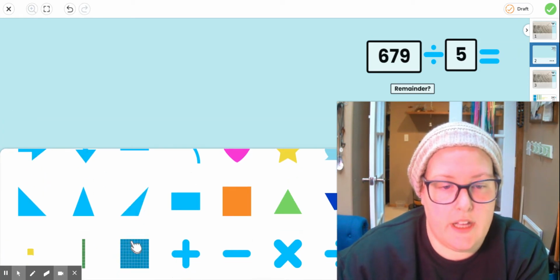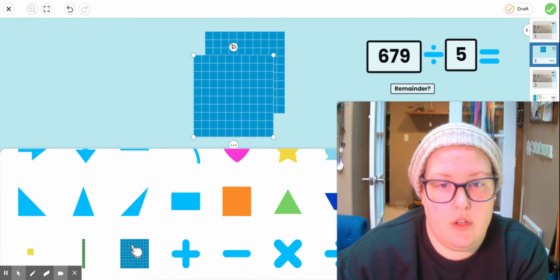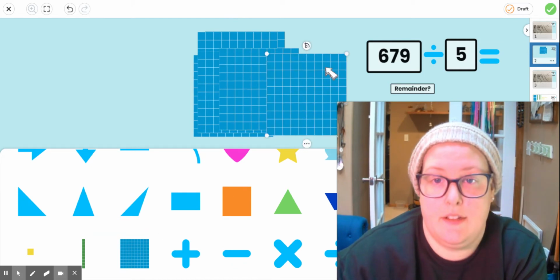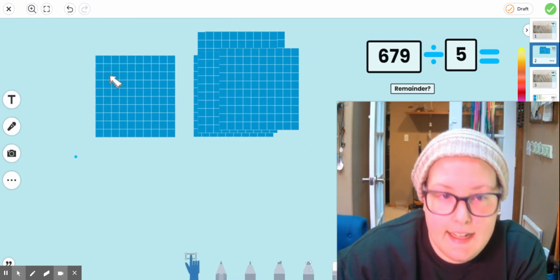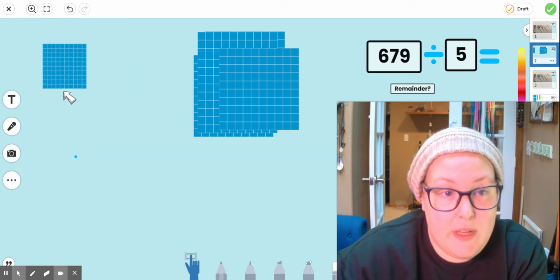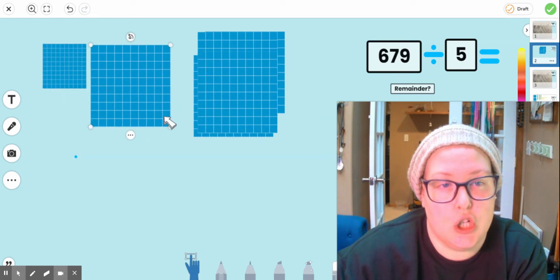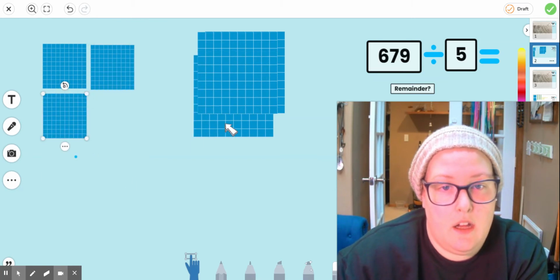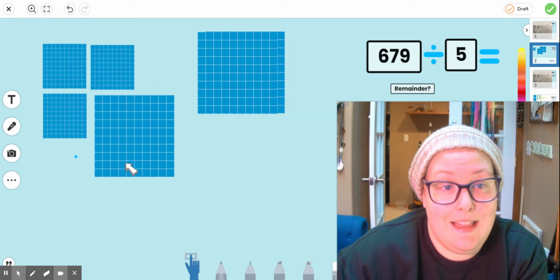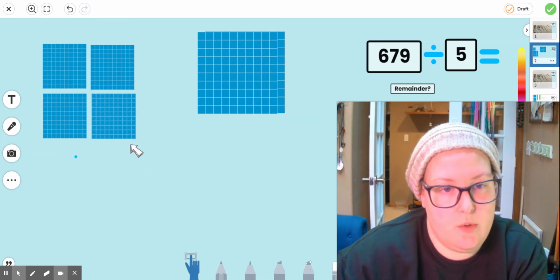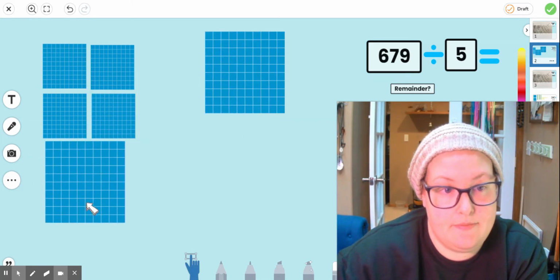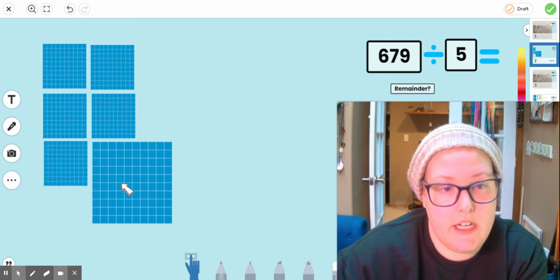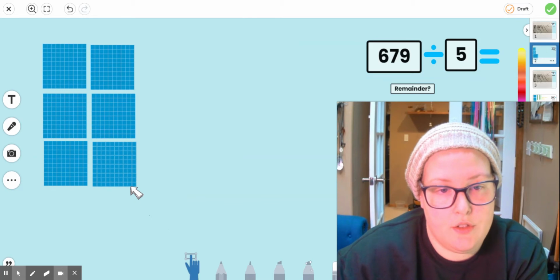600 will look like 1, 2, 3, 4, 5, 6. They're all so big, so I'm going to make them smaller. 600. And then, how many tens do I need? Well, there's a 7 in the tens column, so I need 7 tens, also known as 70.